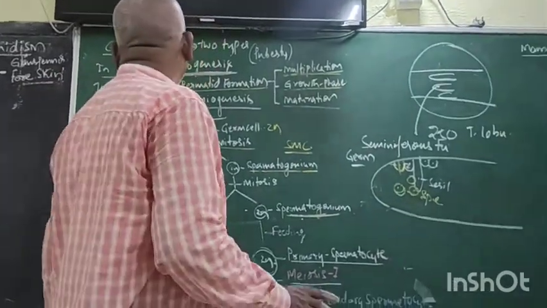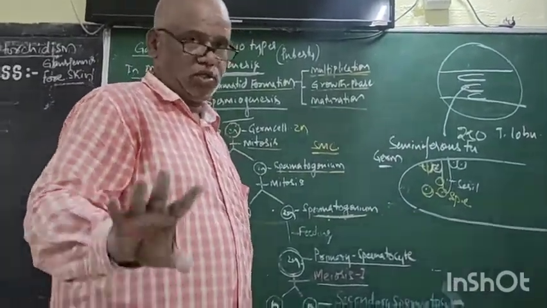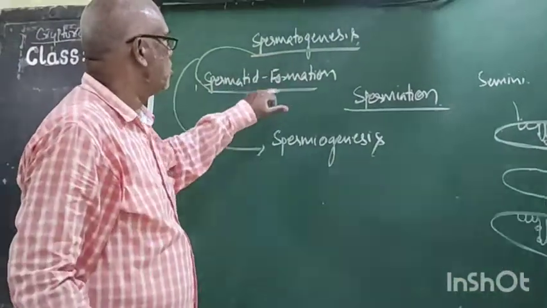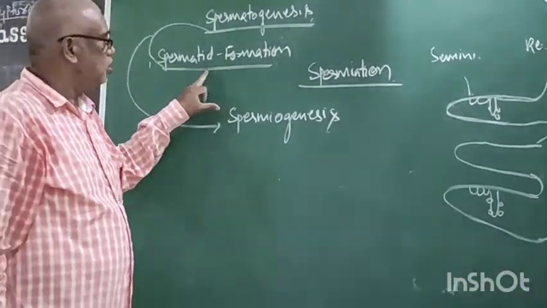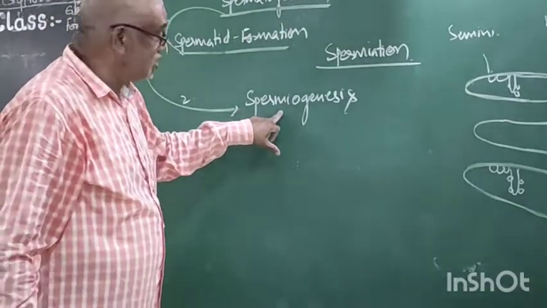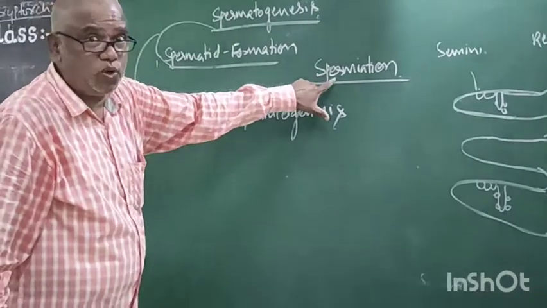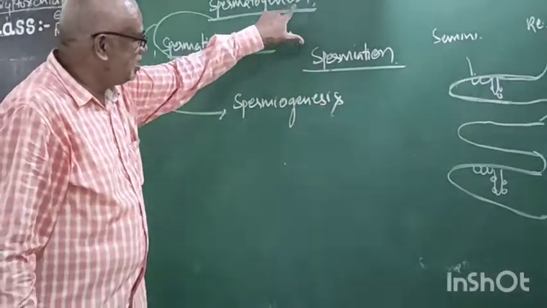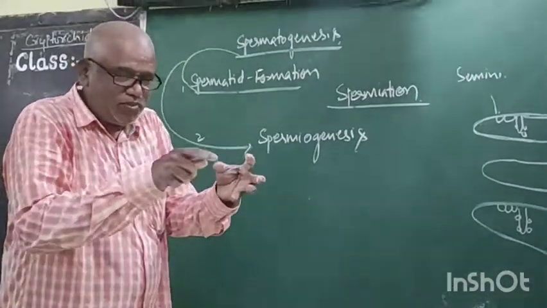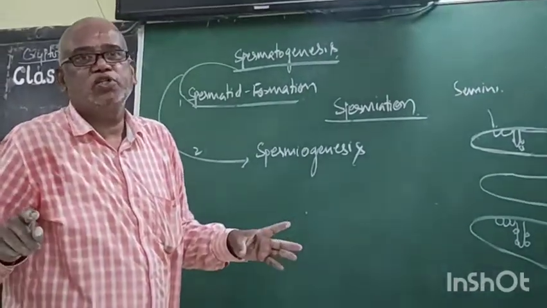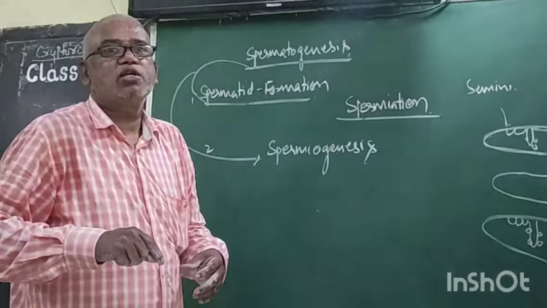Now come to the next one, oogenesis. Spermatogenesis, spermatid formation, spermiogenesis, spermiation. These three are similar terms but have different definitions, and it can be confusing.